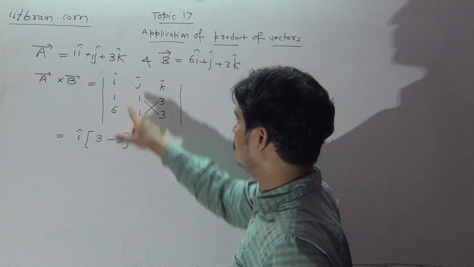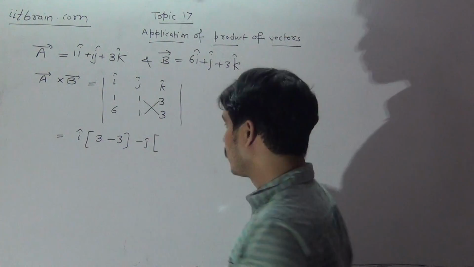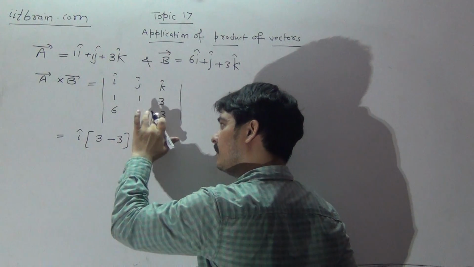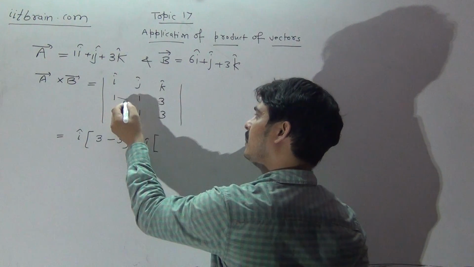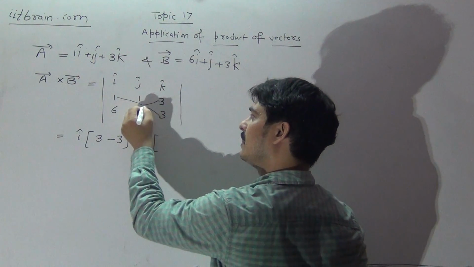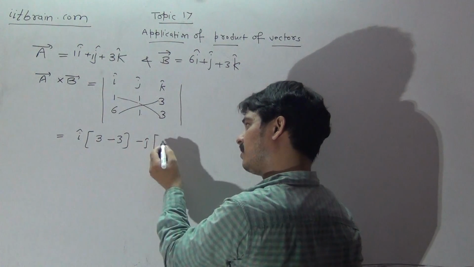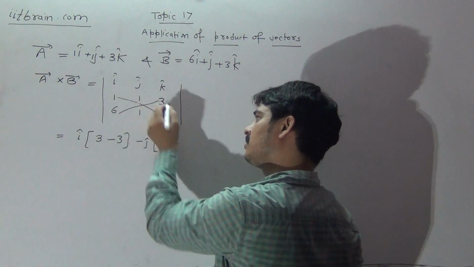It is i 3 minus 3, minus j, and with j the number will be direct between this and that. इट मीन्स जब आप माइनस j लेंगे तो आपका नंबर होगा 1 3 cross 3 माइनस 6 3 cross 18.